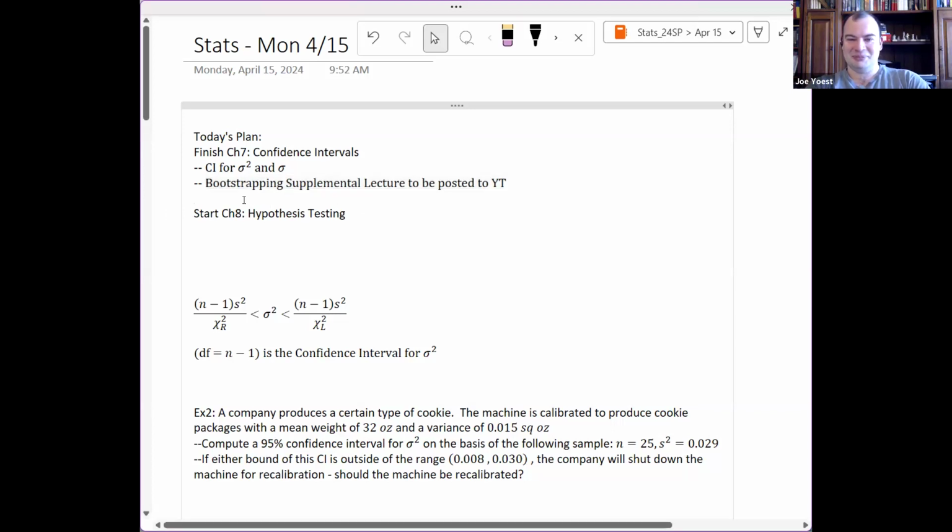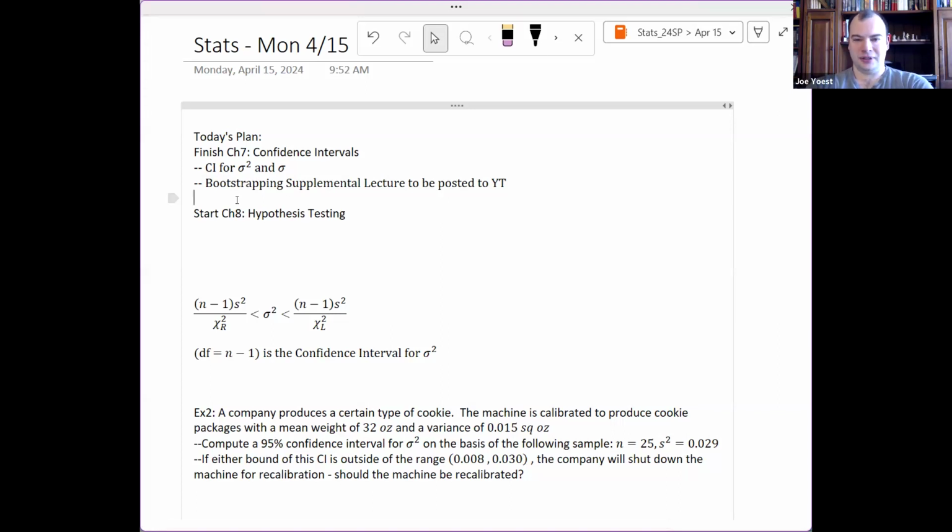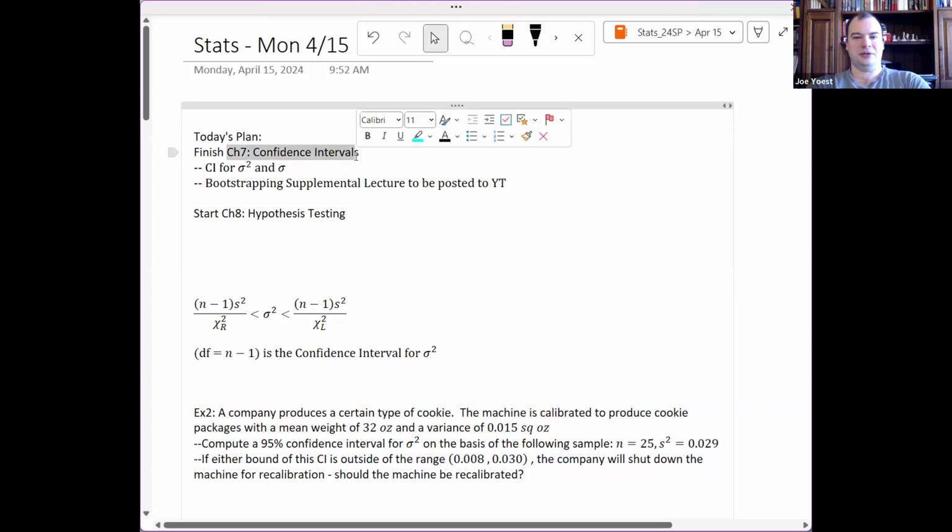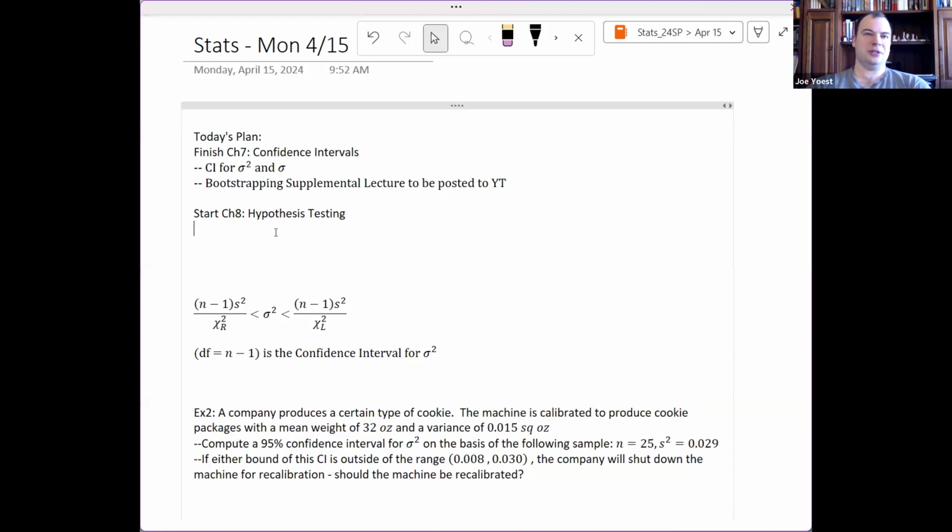But anyway, the bootstrapping lecture, I'll post that to the YouTube playlist, and you can watch that at your leisure. And that'll be section 7.4 to finish out confidence intervals. And then today we're going to start into chapter 8, the last really big topic of the course, hypothesis testing. We'll get started on that today.